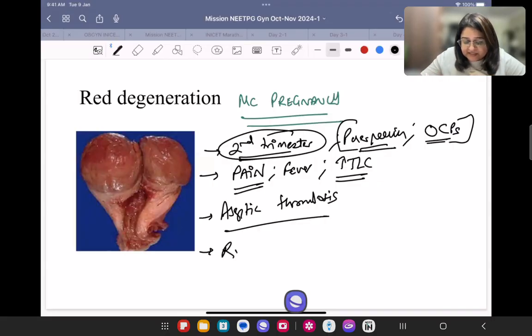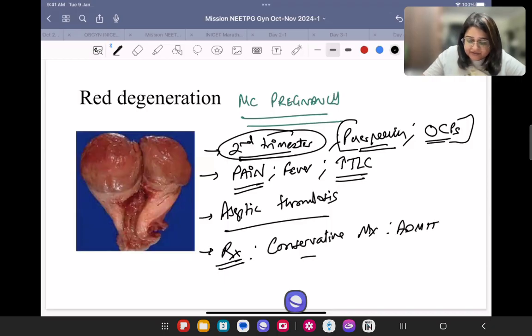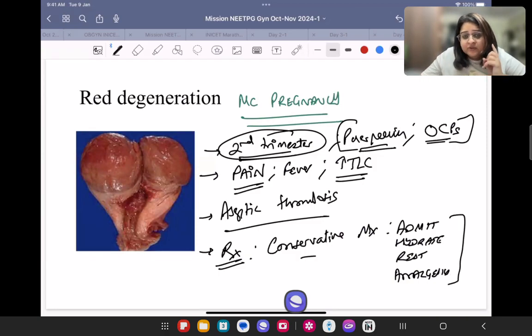Now, the question that comes in the exam is treatment. What will you do? Will you remove the uterus for this? Will you do any sort of surgery, myomectomy, hysterectomy, for aseptic thrombosis? Will you do any type of surgery here? No. It is only conservative management. You will admit her, you will hydrate her, you will advise her rest, and you will give her analgesics. You will not do an MTP, you will not do a myomectomy, you will not do a hysterectomy. You will not do anything interventional.